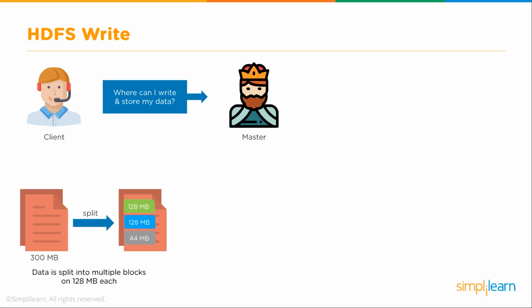So let's look a little closer at the Hadoop file system write. We have our client, that's the programmer and the computer. Where can I write and store my data? That's our, he asked the master, or the king in this case. And then the data is split into multiple blocks of 128 megabytes each. So if you're going to write it, it's going to split that up, or if you're reading it, it's going to look for those 3 blocks.